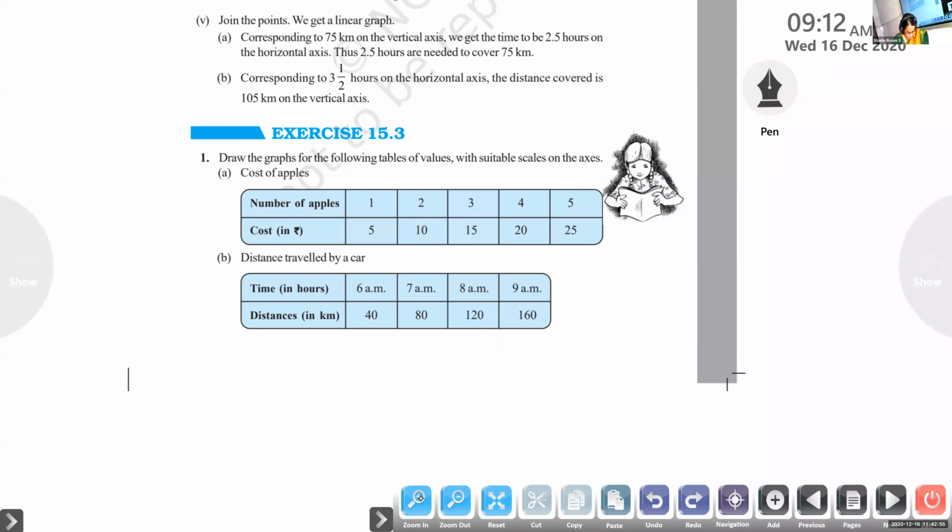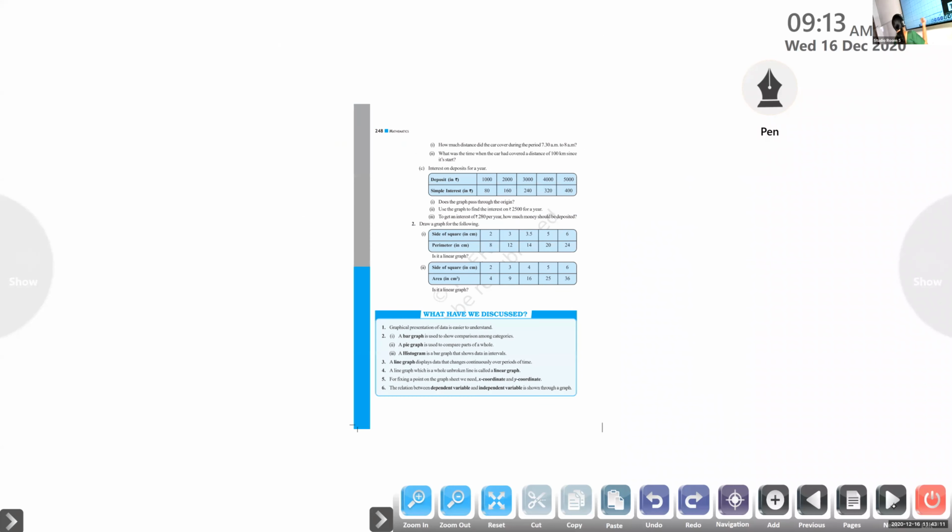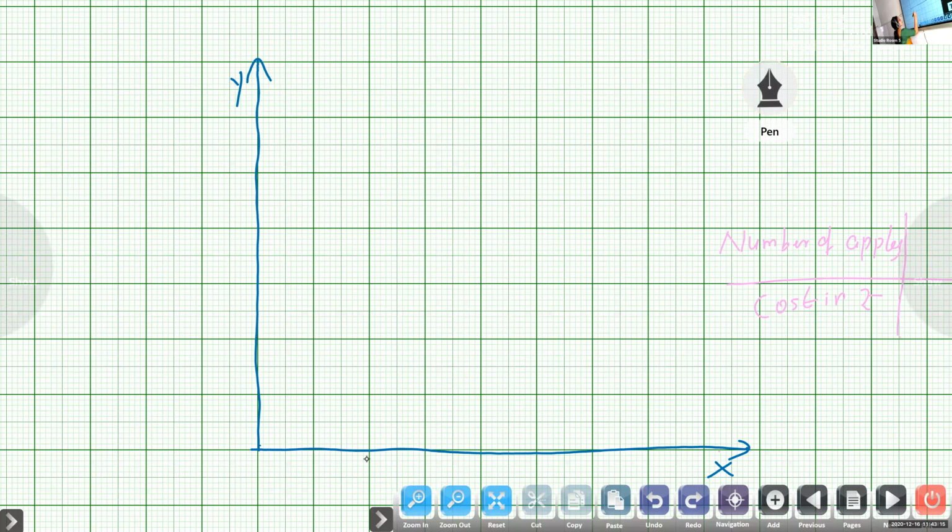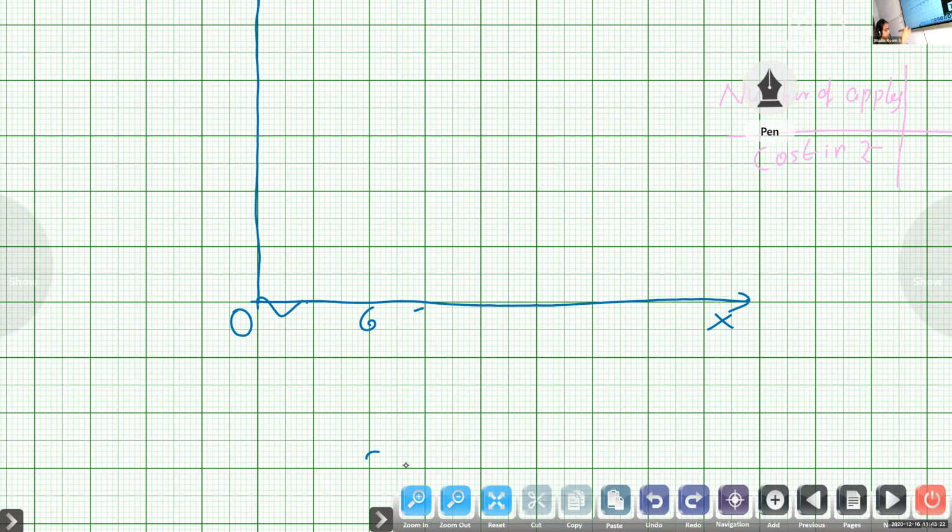On the y-axis, there is no need of writing 1, 2. You can write 0, put a break mark, then you can write 6, 7, 8, 9, 10, 11. If you have space you can write 1, 2, 3, etc. Otherwise you can do it like this.